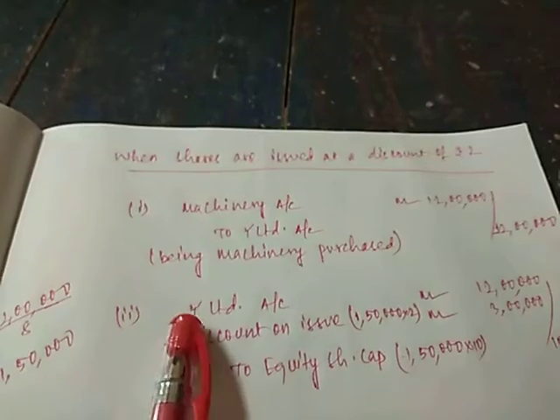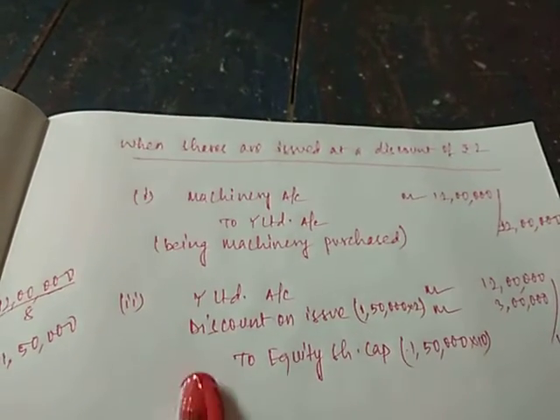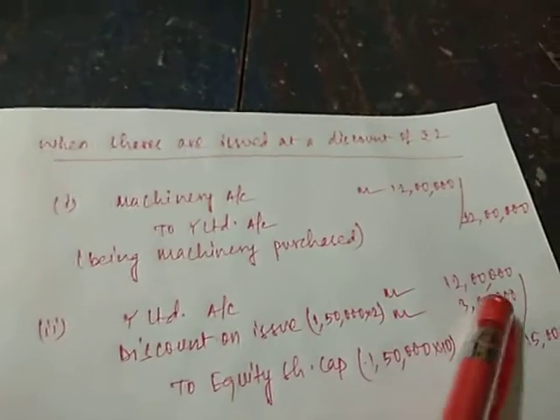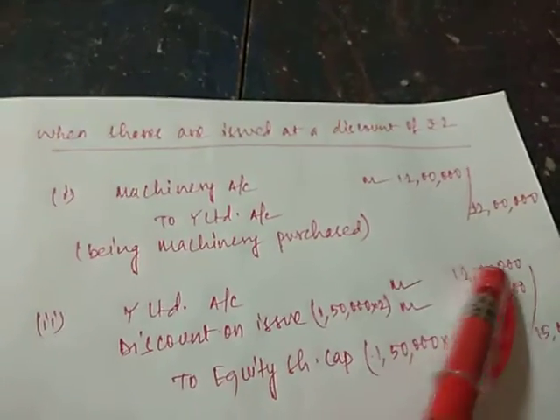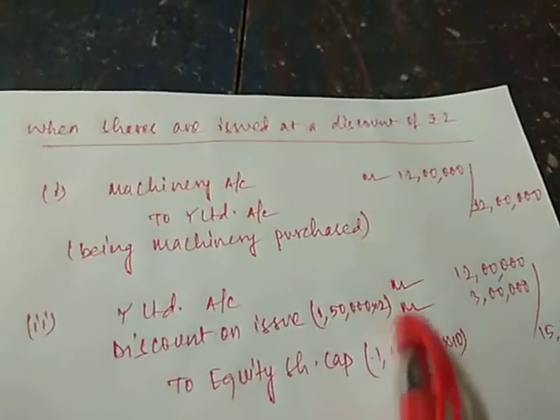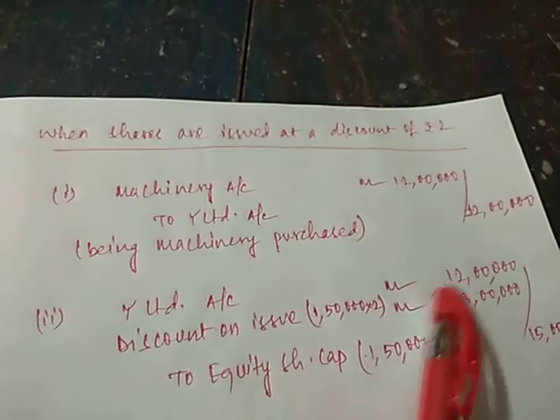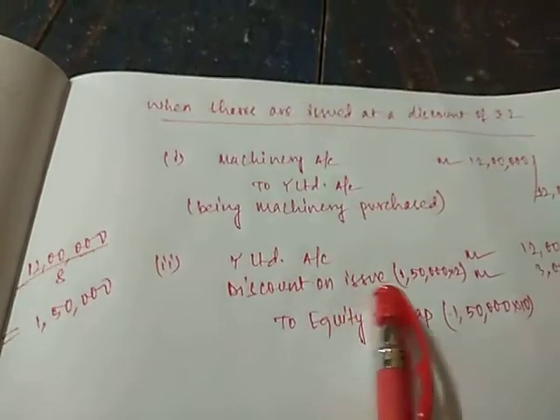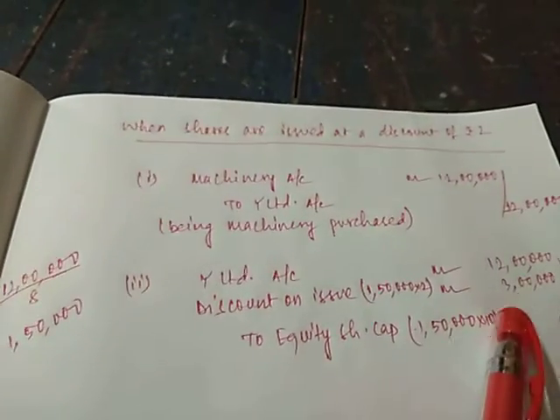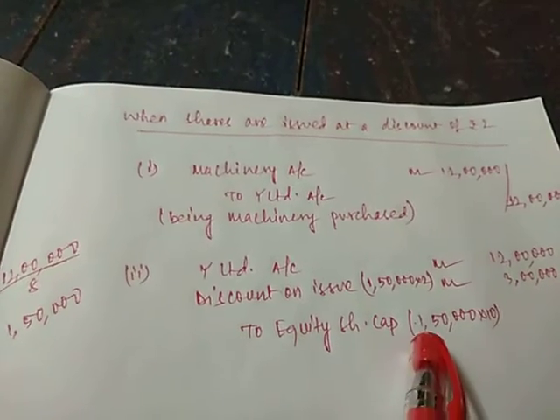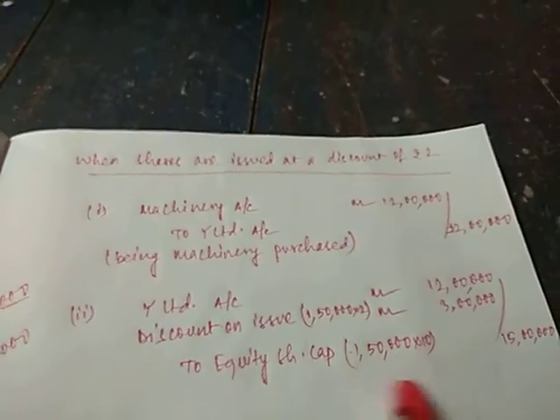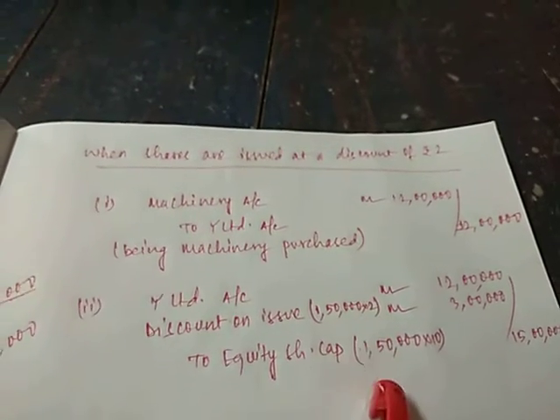The entry comes in this manner: Y Limited account debit 12 lakh, discount on issue debit, to equity share capital. In Y Limited, as I have already told, the value will never change. It will remain 12 lakh, whether it is a case of par, premium, discount, whatever. Discount on issue will be 1,50,000 shares into 2, that is 3 lakh. And in equity share capital, we will have 1,50,000 into 10, which gives us rupees 15 lakh. And in this way, the entry is balanced.